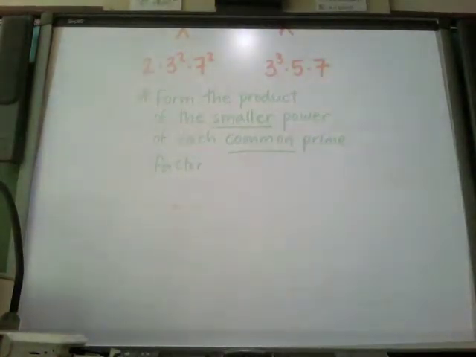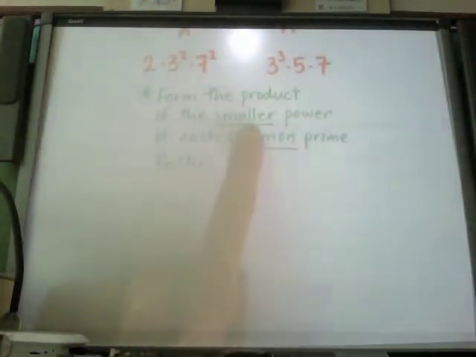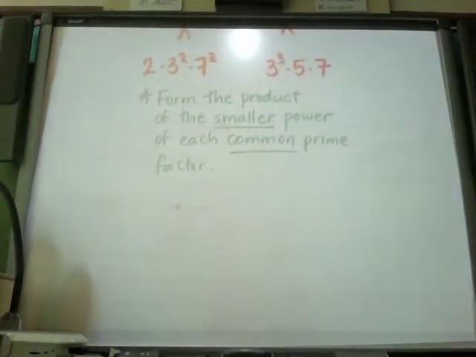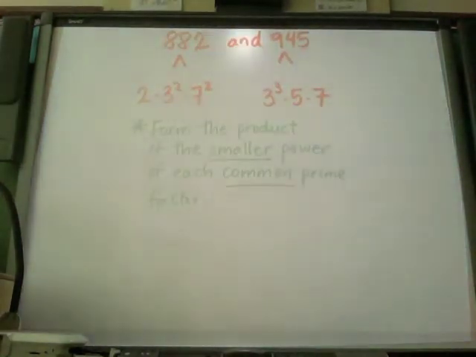Now the good news is you get to use your notebook for a test. The tricky part of this is that it's greatest common factor, but we're taking the smaller power. But it has to be in common. That means it has to be in both lists. So here's what we do. We look at our two answers of the prime factorization, and we find which ones, first of all, do they have in common. Which factors do both of these answers have?